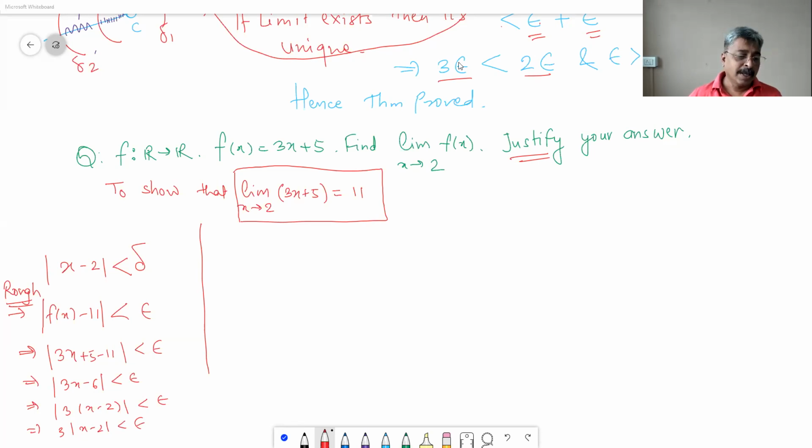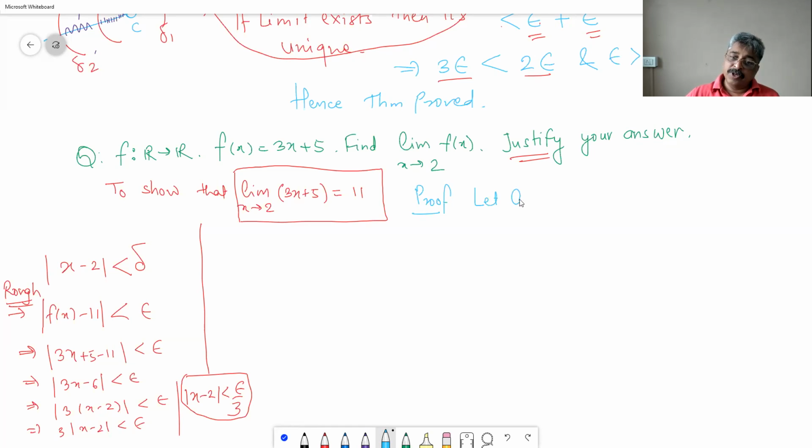Now absolute value of x minus 2 is what your delta is, and therefore absolute value of x minus 2 should be less than epsilon by 3. So this is what we got from our rough work. Okay, and hence, how will we write the proof? Justification, that means proof.